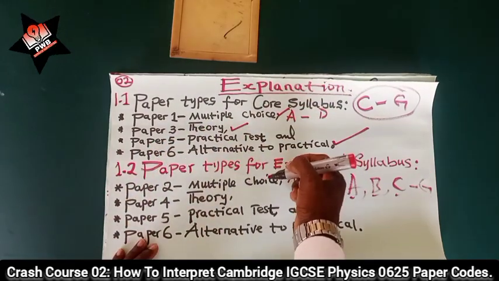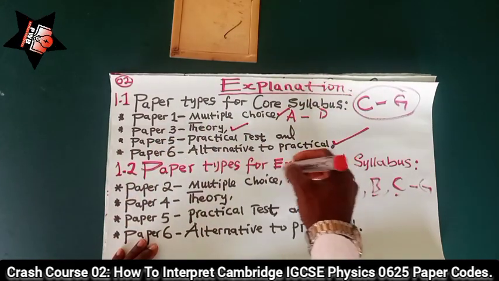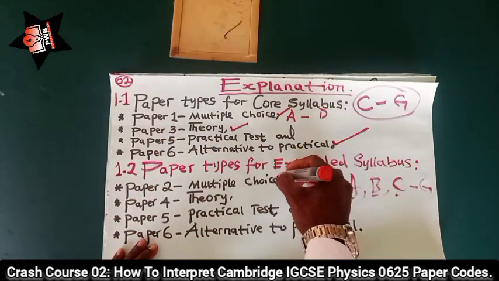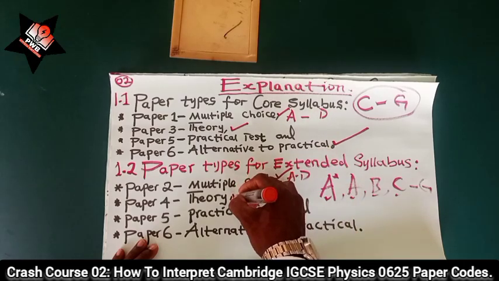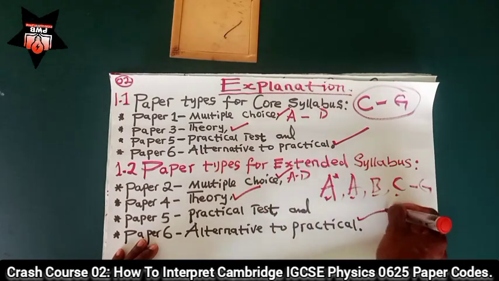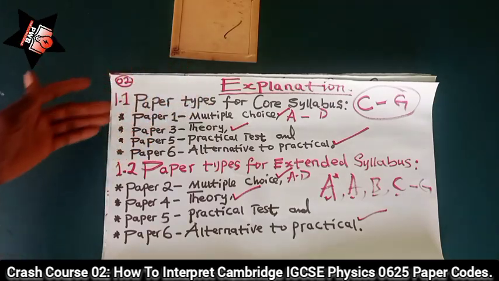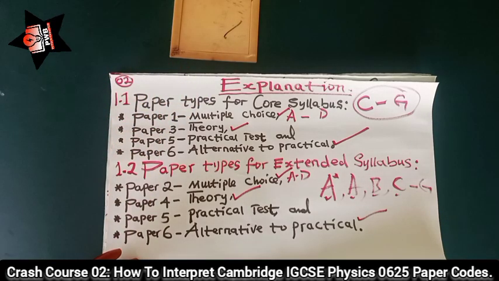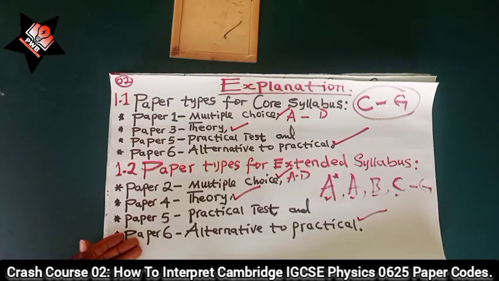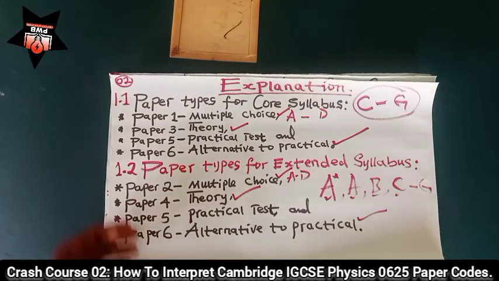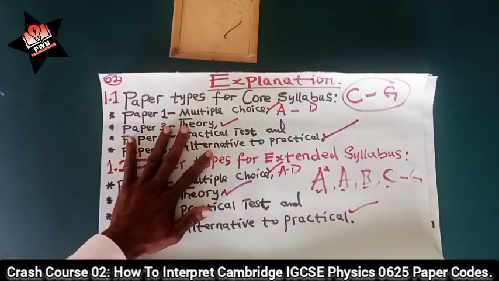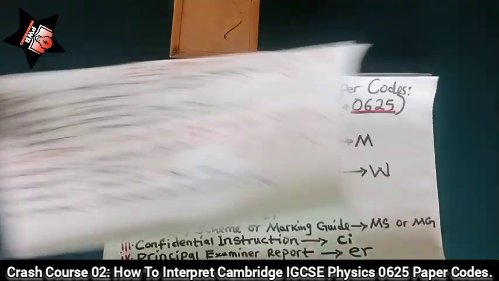So you can see that paper 5 and 6 appear in both core and extended. So candidates doing the extended, you have to go for paper 2, paper 4, and paper 6. The reasons I gave in the core for not taking paper 5 still apply to paper 5 in the extended. So having known this, let us proceed.